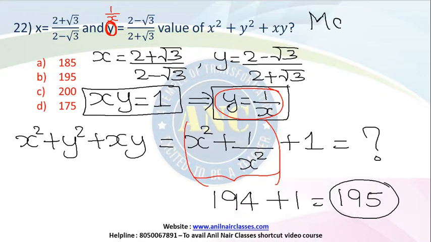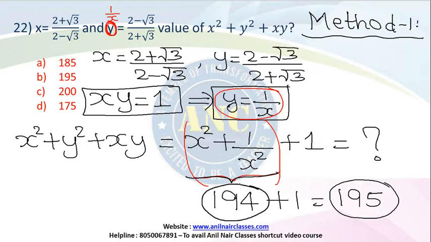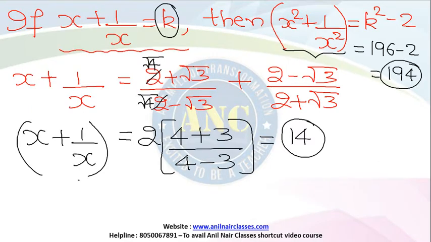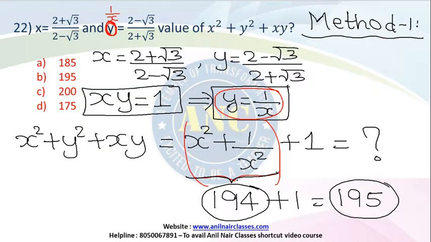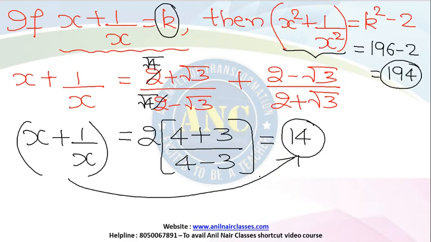But this is one of the lengthy methods. Yes, this is a good method to be implemented, but this is not the best method, because it kills our time in problem solving. Why will it kill our time? Because x square plus 1 by x square can be known as 194 only if I know the value of x plus 1 by x as 14. Without knowing that value as 14, I am unable to find the value of x square plus 1 by x square as 194. So first you need to find the x plus 1 by x value, then you can easily find x square plus 1 by x square as 194 in this particular question. So it's a little lengthy, cumbersome process, sir.